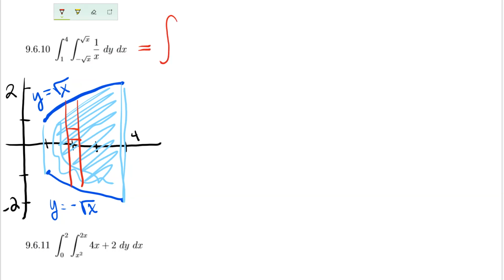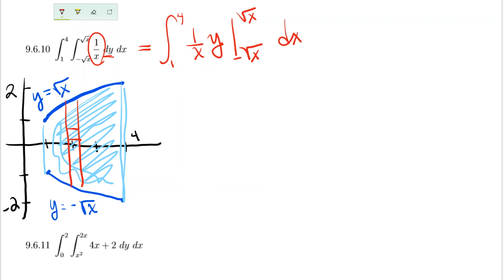So I'm going to ignore the y bounds for now. They're just going to come along for the ride. Or sorry, the x bounds. I forgot x was on the outside with this one. I'm going to integrate with respect to y. So since this has an x in it, I'm going to treat it as a constant. So I'll get 1 over x times just y, evaluated from the negative square root of x to the square root of x, and then dx on the outside.